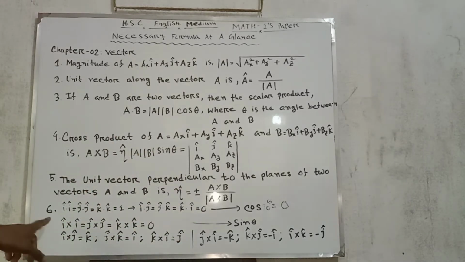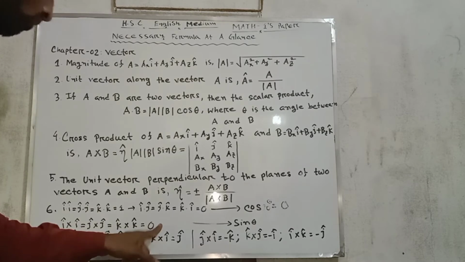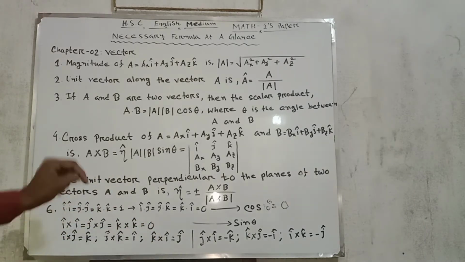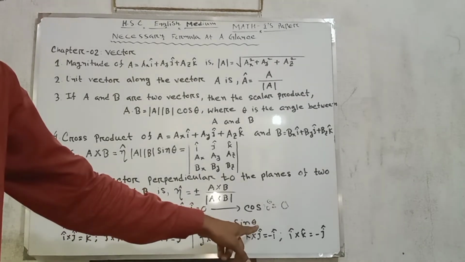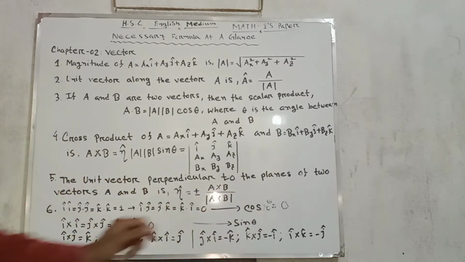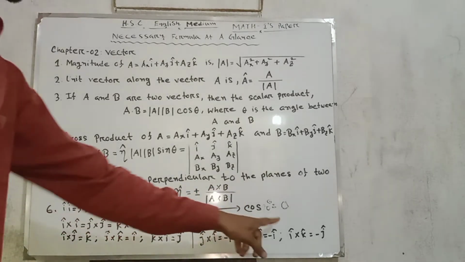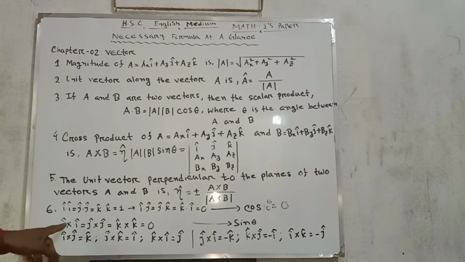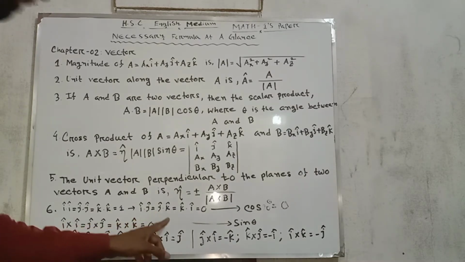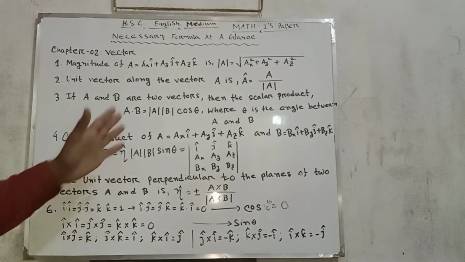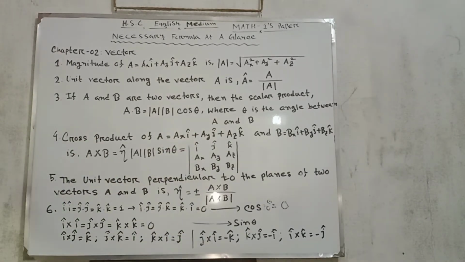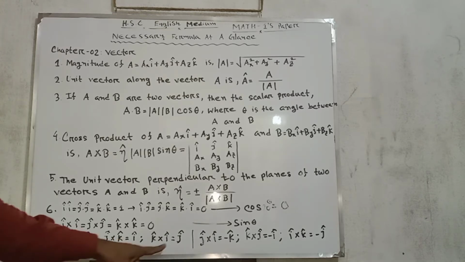Next, the cross product: I cross I, J cross J, K cross K equal 0. We know that for the cross product we use sin theta. Here theta equals 0, so sin 0 equals 0. So I cross I, J cross J, K cross K equal 0, because sin 0 equals 0. Next, I cross J equals K, J cross K equals I, K cross I equals J.